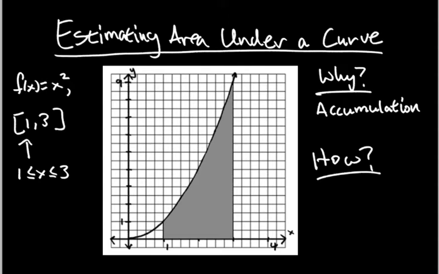So first of all, let's talk a little bit about why we even want to do this in the first place. Because you're just finding an area under a curve, so why? The thing is, it tells us something called accumulation. The easiest way to see this as a physical example is if we look at this as the velocity of a car or something like that. Then we find the area under it.